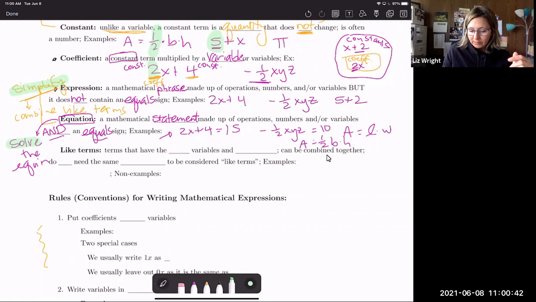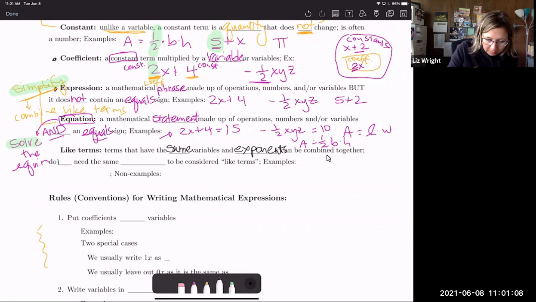All right, like terms. What makes terms like terms, or similar, like they're the same term? They are terms that have the same exact variables and exponents, and they can be combined together. They do not need the same coefficients, however, to be considered like terms.